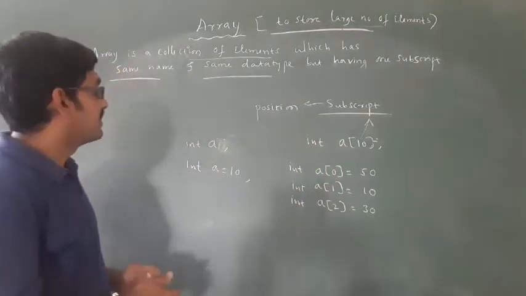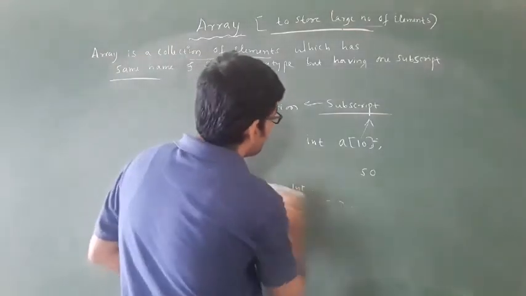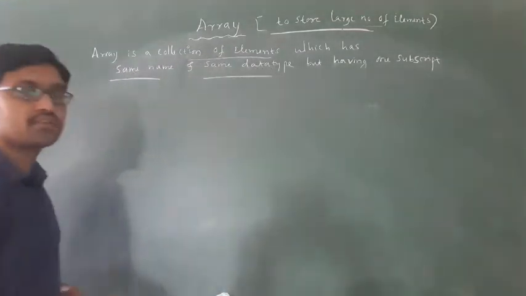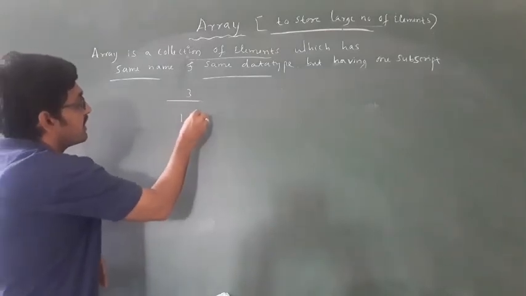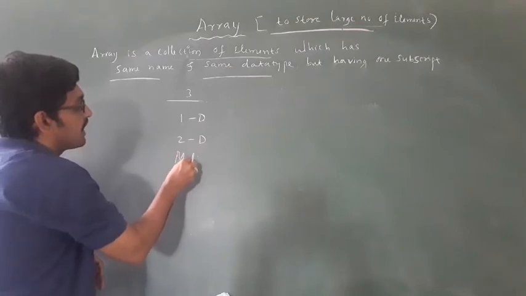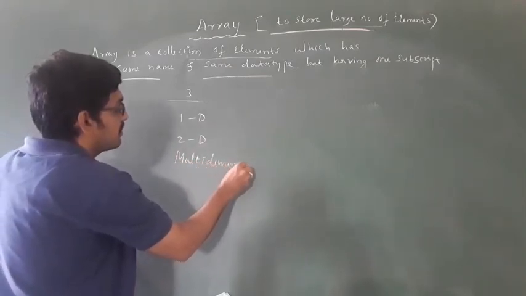Then in the last class we discussed the types of arrays. You know, we have different types of arrays. There are three types of arrays. The first one is the 1D array, then the 2D array, then the multi-dimensional array.